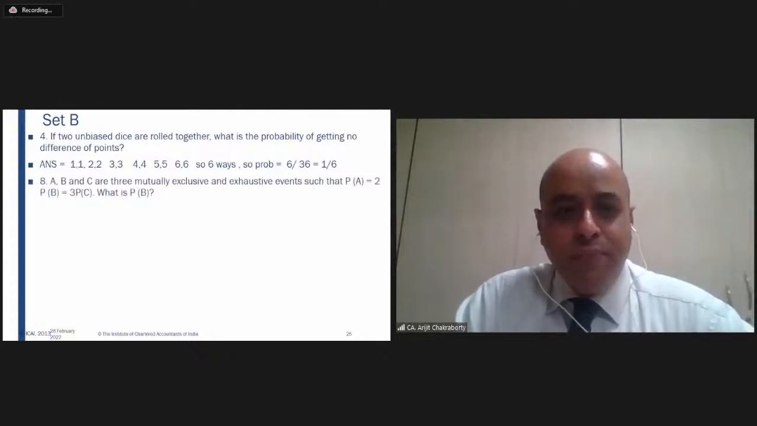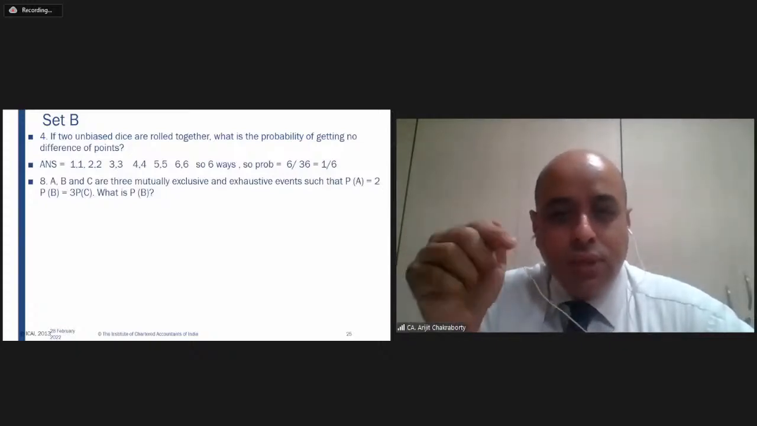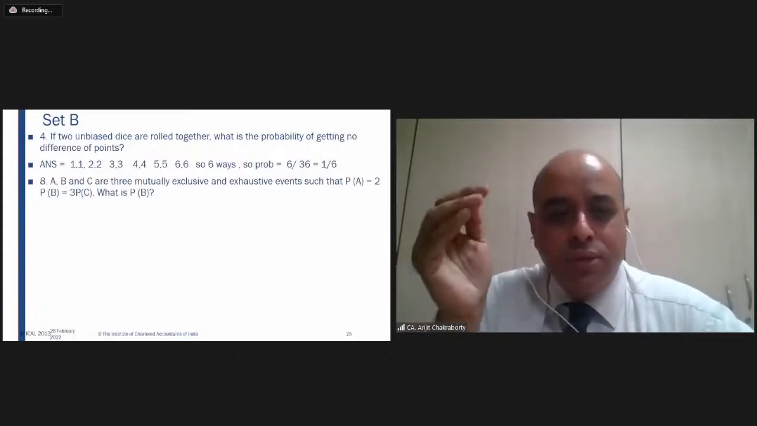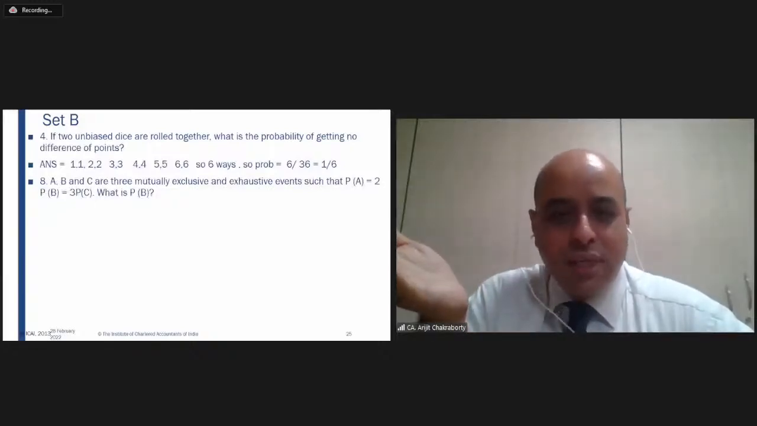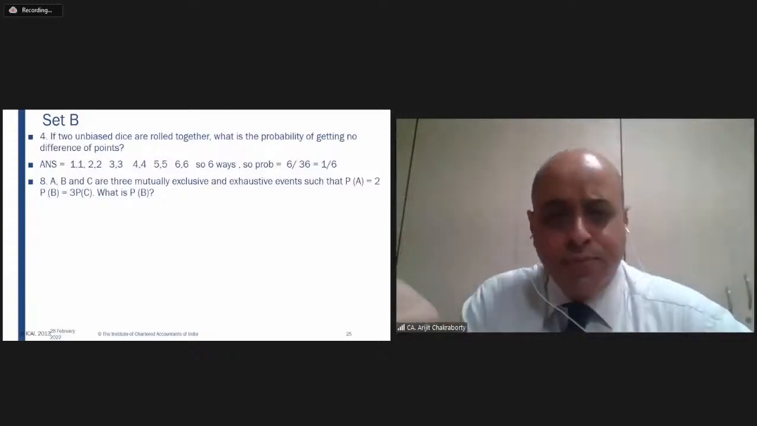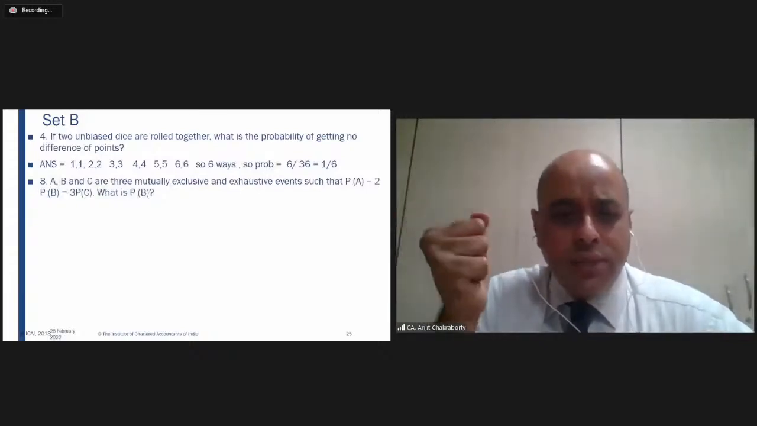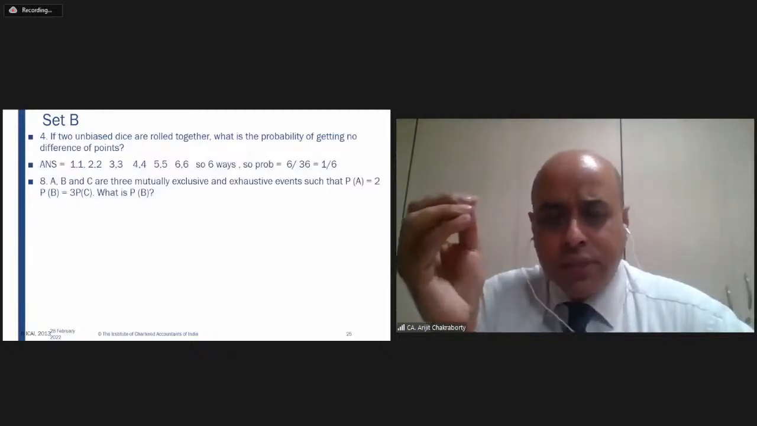The next question: A, B, C are 3 mutually exclusive and exhaustive events such that probability of A is equal to 2 into probability of B is equal to 3 into probability of C. It's a beautiful question once again from the Board of Studies. Very important. These types of questions are expected in the exam. So let us try to find the solution. Please note, the hint is given in the problem.